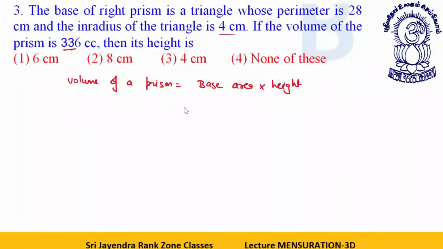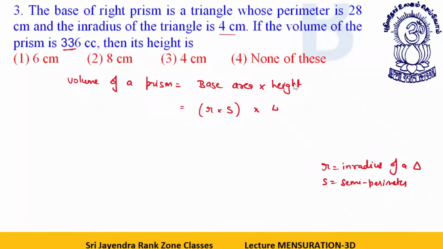Now, what is the base area? Base area is actually r into s. You know, r is inradius, s is semi perimeter. I'm writing r is inradius of a triangle and s is equal to semi perimeter. Height is what you have to determine, and the volume of the prism is given to you as 336.